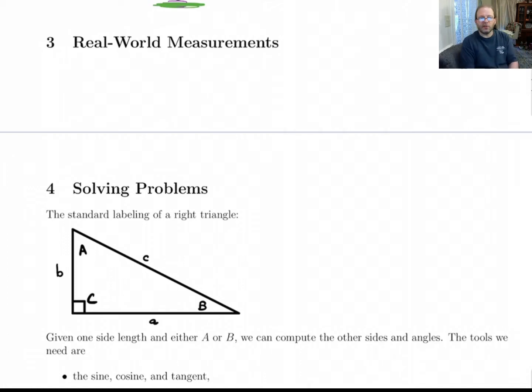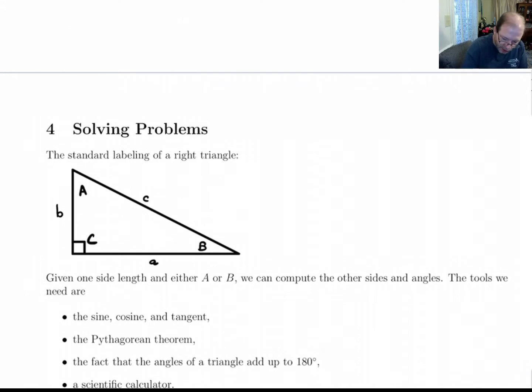All right, let's look at solving some problems using trig. First up, let's look at the standard labeling of a right triangle. When we label the angles and the sides, what we typically do is label the angles with capital A, B, and C is always the right angle. And then we label the sides with lowercase a, b, and c, such that big A and little a are across from each other. Same thing with the others.